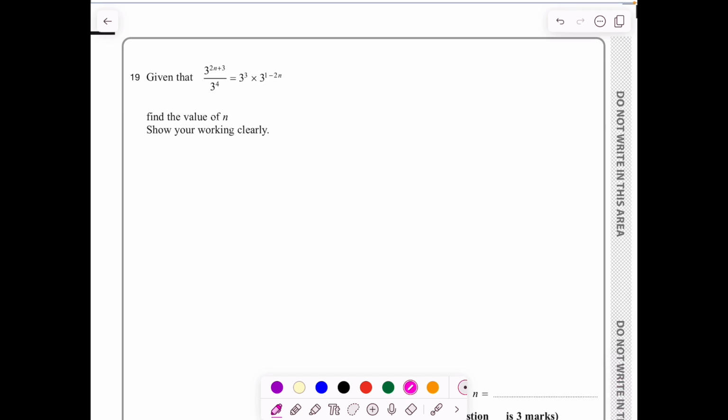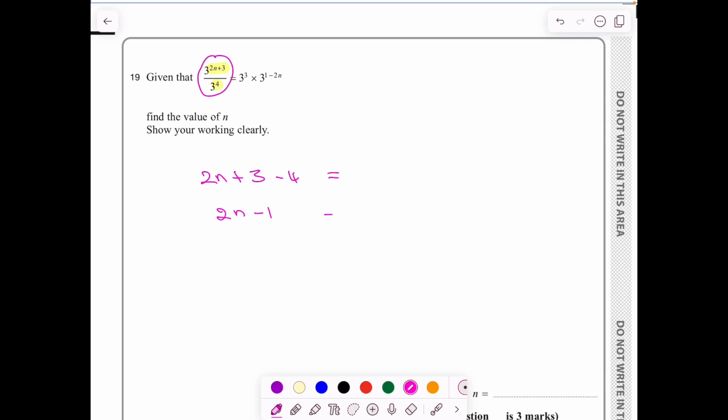Here we've got some index laws, which actually, out of all the ones they could ask, this one was quite a nice one. So if we take this side first, when we're dividing, remember we subtract the indices. So we're going to do 2n plus 3, take away 4. So 2n plus 3, take away 4. And that leaves you with 2n, take away 1. So that's nice and easy.